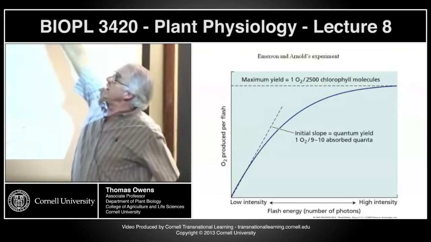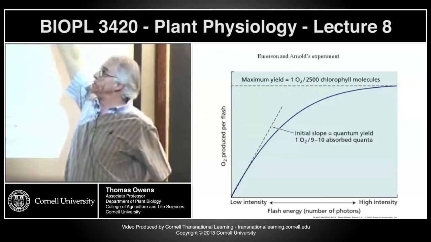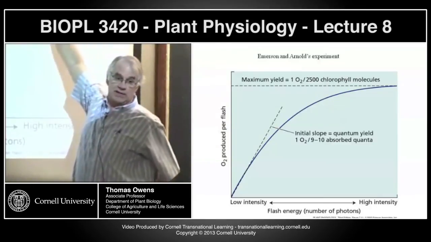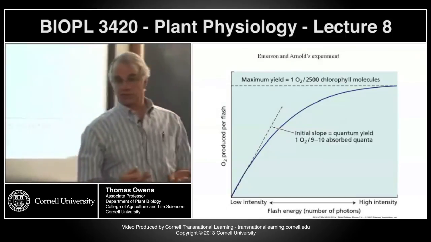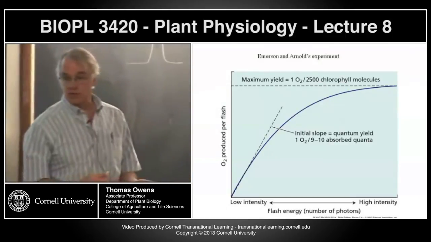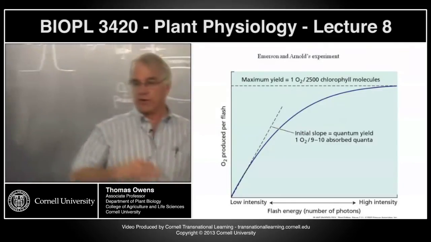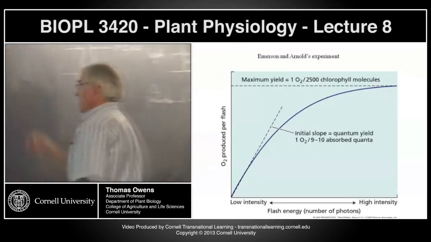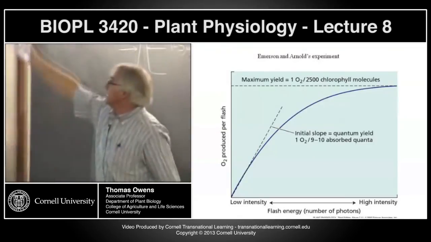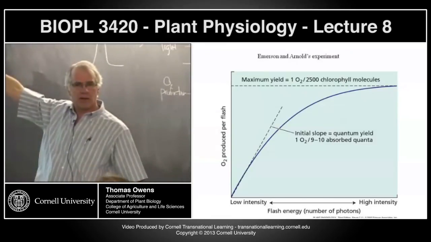The other thing that was really surprising was the maximum yield. So what they calculated was, what's the highest rate of oxygen evolution that they measured at saturation? And then they said, okay, we know how many total chlorophylls there are in the solution. And they just took a ratio. At the maximum rate of photosynthesis, how many chlorophylls are there per oxygen produced? Or other way around, oxygens per chlorophyll molecule. And they found 1 oxygen per 2,500 chlorophyll molecules.